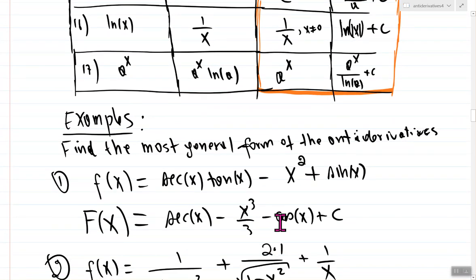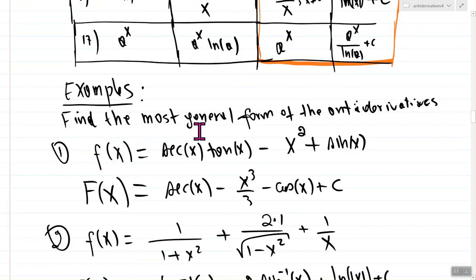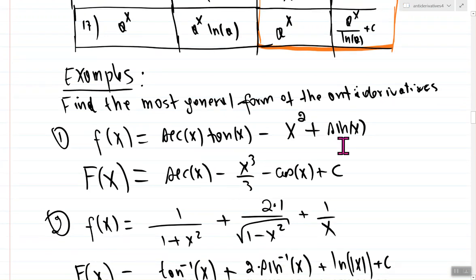Here is an example. It says find the most general form of the antiderivative. You are given this function. Usually when we find the antiderivative of small f of x, we call it uppercase F of x. We know the antiderivative of secant x tangent x is secant x, minus the antiderivative of x squared, which is x cubed over 3, and then the antiderivative of sine x is negative cosine x. When I'm done taking the antiderivative of every term, I put plus a.